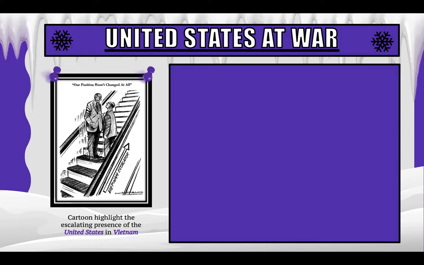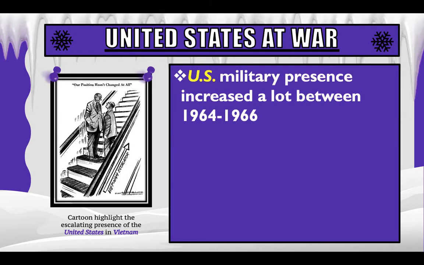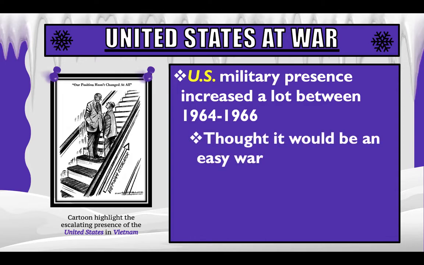So there on the left, you can see a cartoon depicting American escalation with LBJ on an escalator rising up. Between 1964 and 1966, U.S. military presence dramatically increased in Vietnam. People thought that it was going to be an easy war going in. Think of the historical context of this. World War I, World War II.